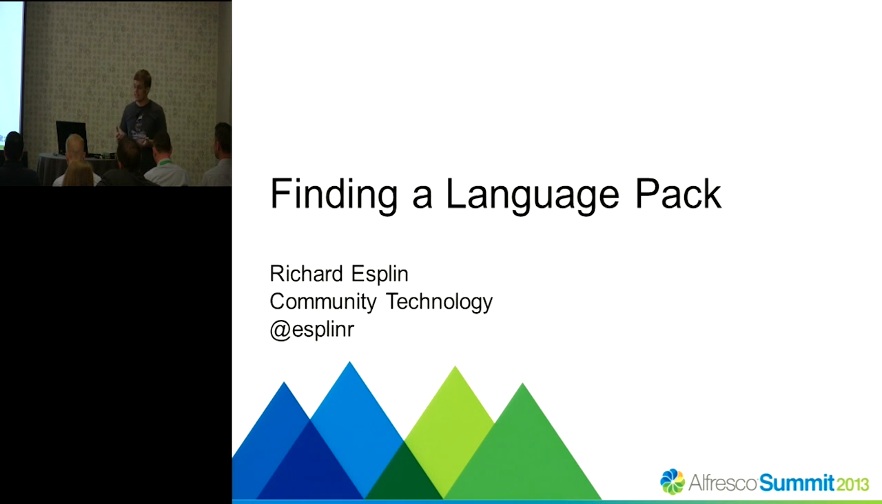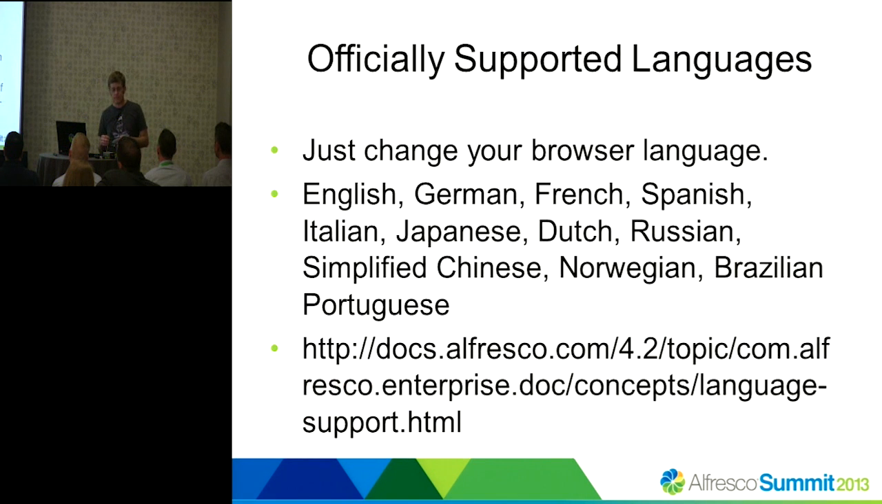So the easiest language pack to deploy is the one that's already in the product. And we have 11 supported languages. So to get to a supported language, you just change the language that your browser is requesting from Share. The official list is at docs.alfresco.com for each release.